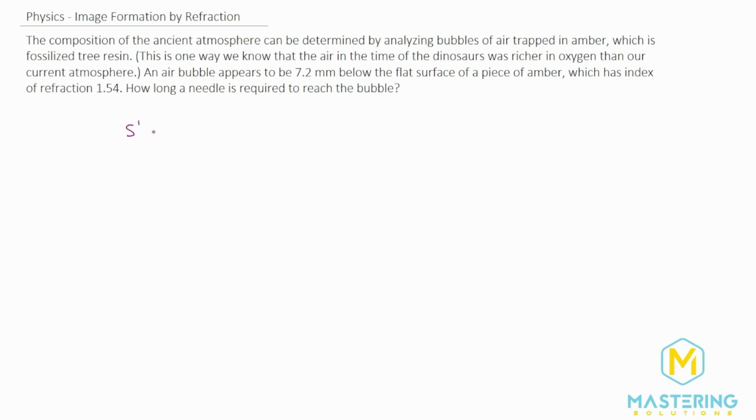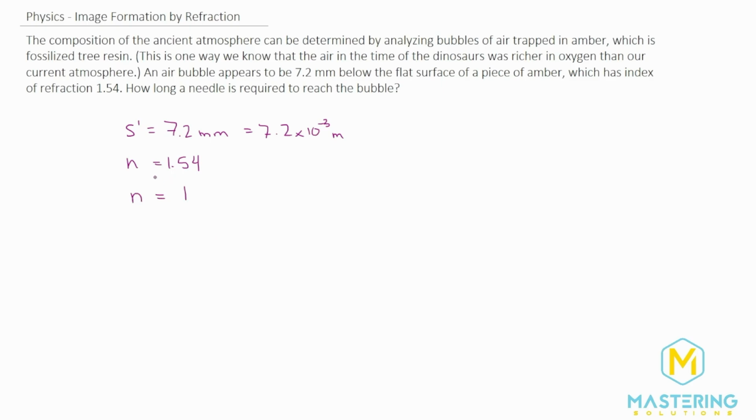In this question, if we make a list of what we're given, we're told that the image distance, or S prime, is 7.2 millimeters. Milli is 10 to the negative 3, so 7.2 times 10 to the negative 3 is standard units. And we are told that the amber has an index of refraction of 1.54. So N is 1.54. It's surrounded by air, they say. And obviously we're going to assume that it's surrounded by air since we're holding it.